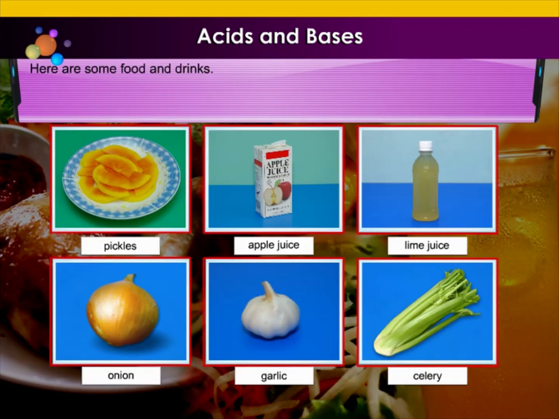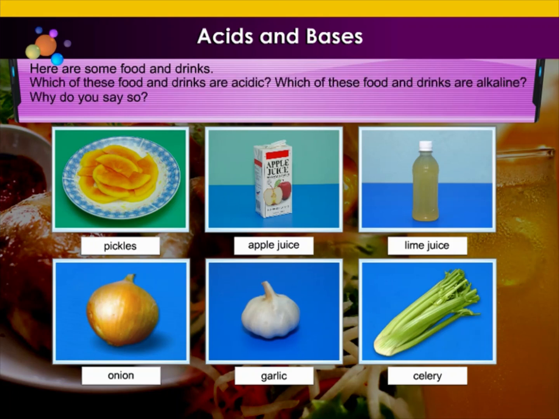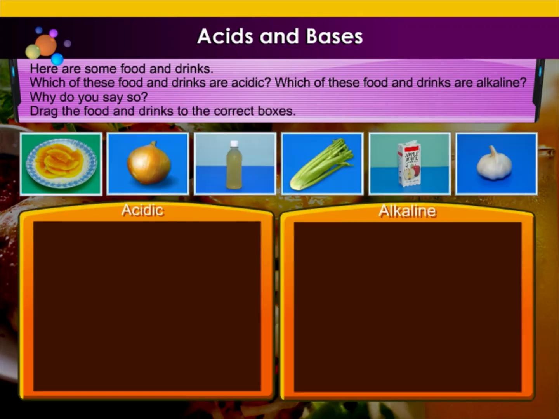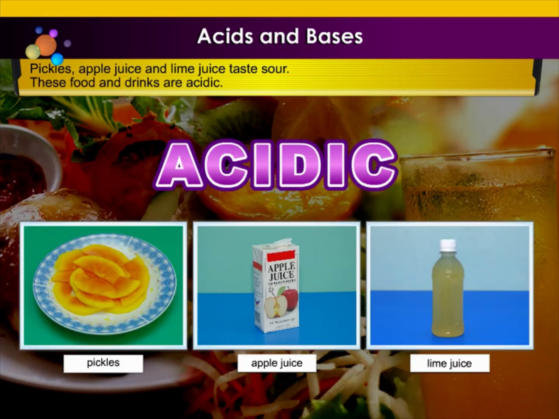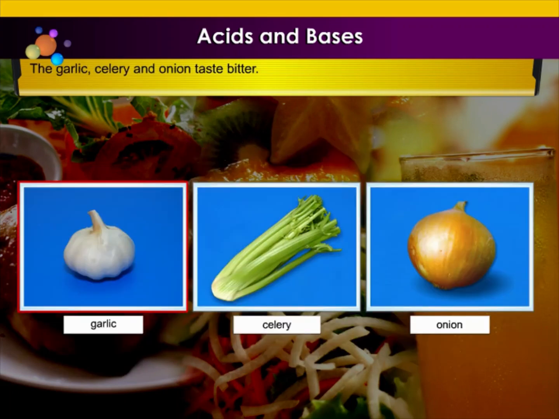Here are some food and drinks. Which of these food and drinks are acidic? Which of these food and drinks are alkaline? Why do you say so? Drag the food and drinks to the correct boxes. Well done! Pickles, apple juice and lime juice taste sour. These food and drinks are acidic. The garlic, celery and onion taste bitter.